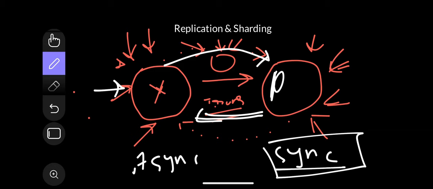Now when it comes to async, suppose a client issues again a write operation to the primary database.